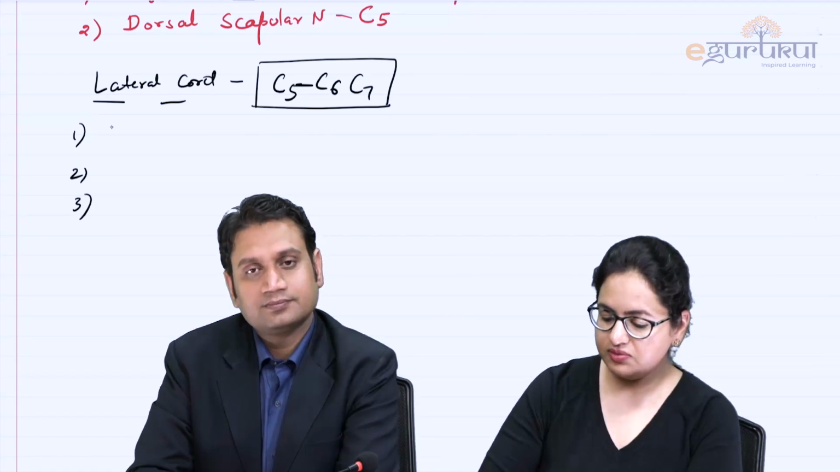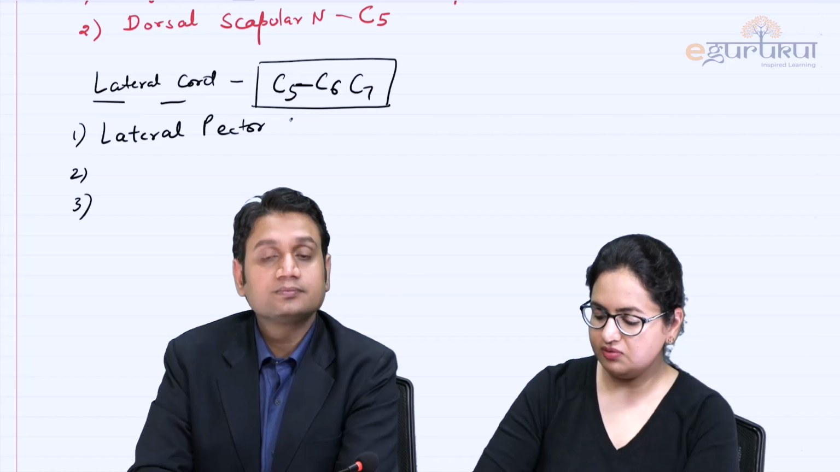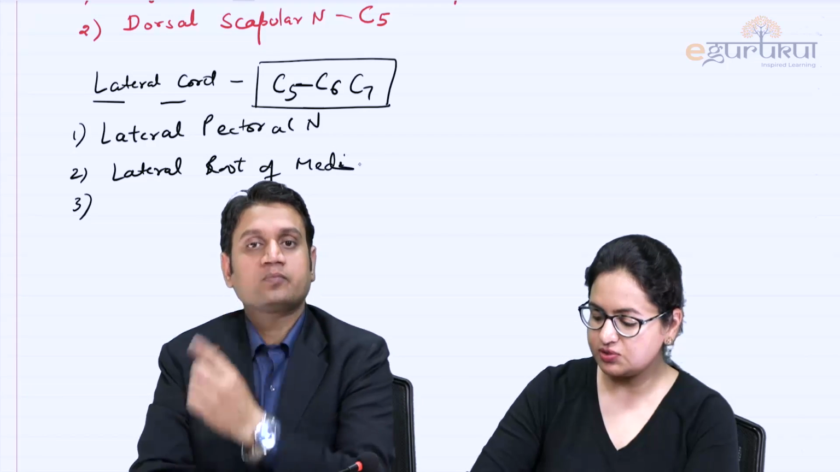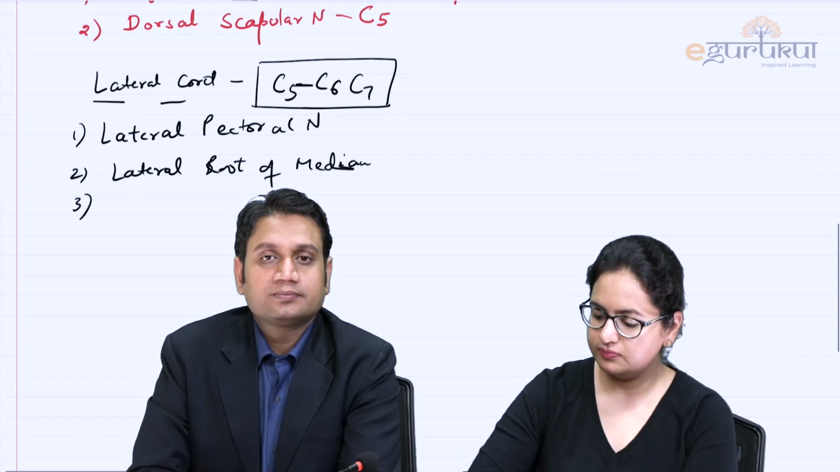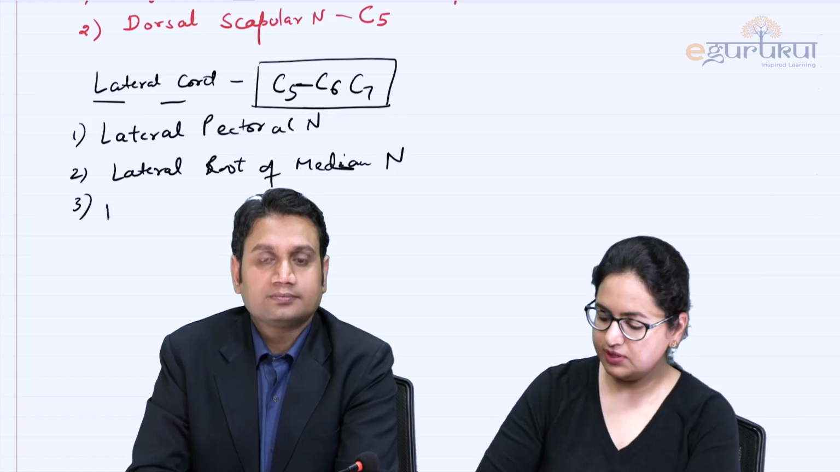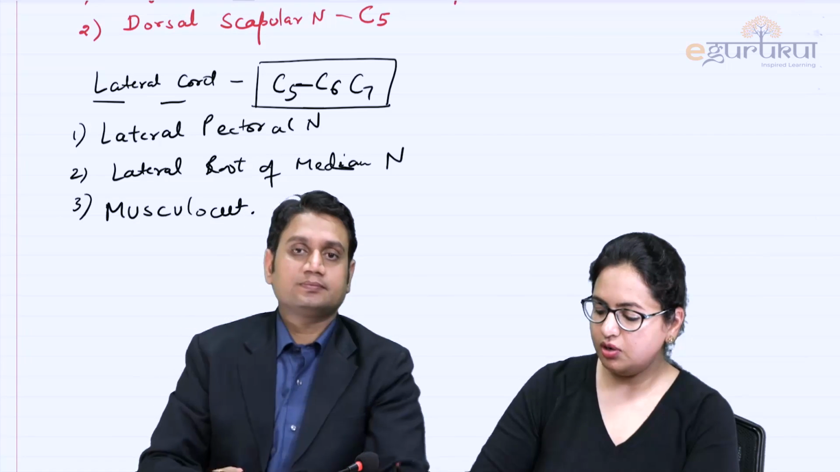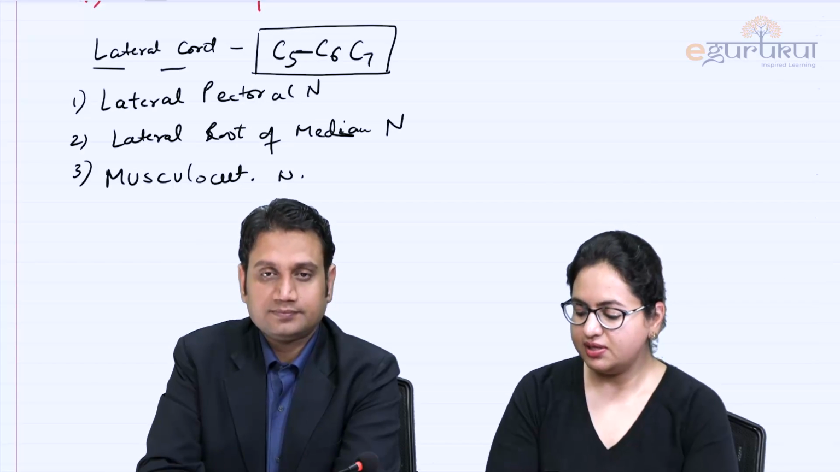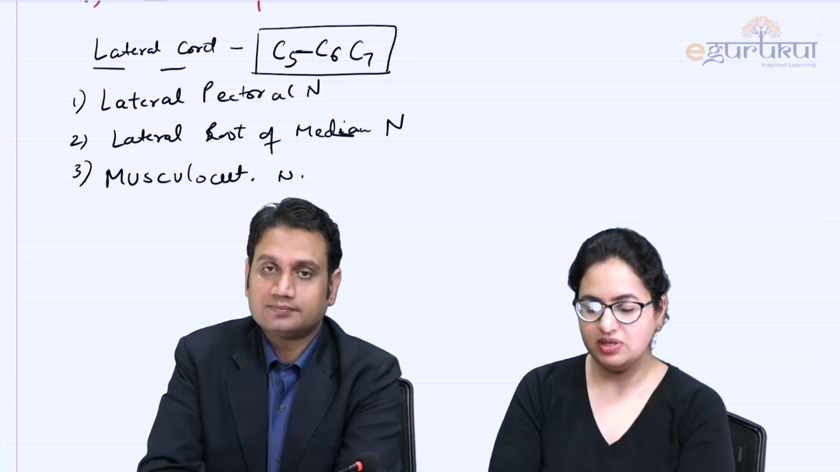Now what are the branches? One is the lateral pectoral nerve. Then we have the lateral root of median nerve. And lastly, we have the musculocutaneous nerve. The lateral pectoral nerve is going to supply the pectoralis major muscle. The lateral root of median nerve will combine with the medial root of median nerve and lead to the formation of the median nerve.